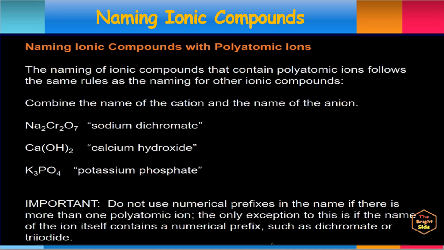Now again, you're not going to use numerical prefixes in the name if there's more than 1 polyatomic ion. So that goes for compounds that don't include polyatomics as well. The only exception, though, is if you have a polyatomic ion that already includes one. So for instance, up here we have sodium dichromate. There's one of those prefixes, but that's okay because it's part of the name of the polyatomic ion. Same with triiodide. So if you go back and look at that chart, you'll see triiodide there. And that prefix should be kept as well because it's the name of the polyatomic ion.